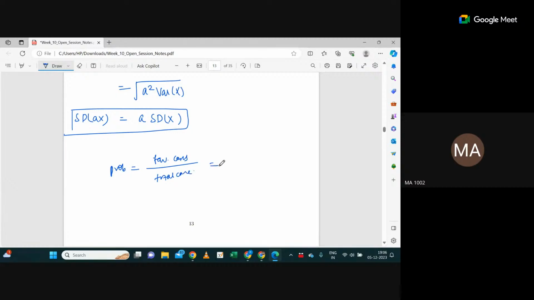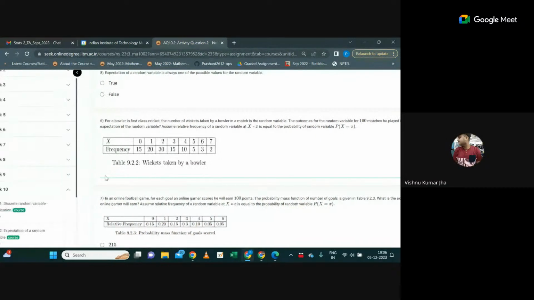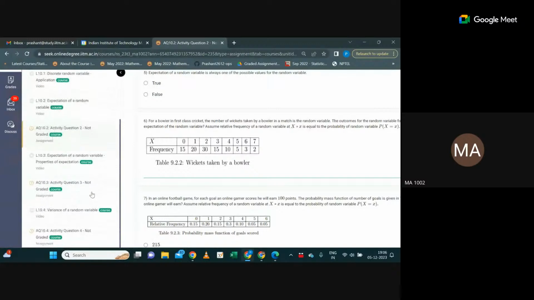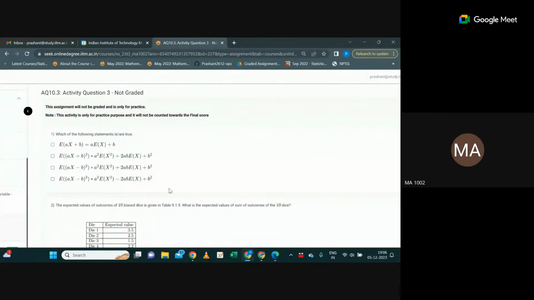If you see what the favorable cases are in the case of x, when x is going to take value 0, it's 15, right? Okay. And what will be the total cases? You have to add all the probabilities, right? You can simply add all the frequencies. Okay. Let's move to the properties and all. Everyone got the idea, right?